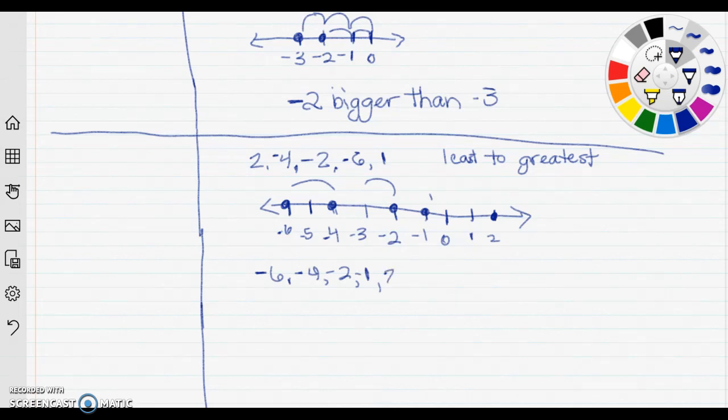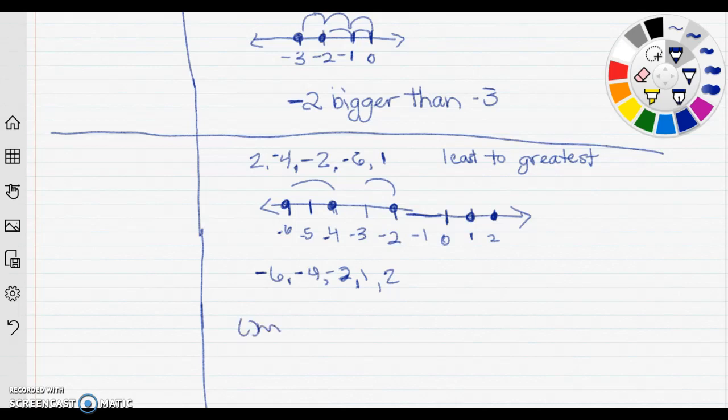And then 2. Oh, I forgot 1. See, it's not -1. Somebody should have called me and told me I was wrong. It actually should be here. So it should be 1. I was right the first time. So -2, then 1, then +2. And that's how we would put them in order.